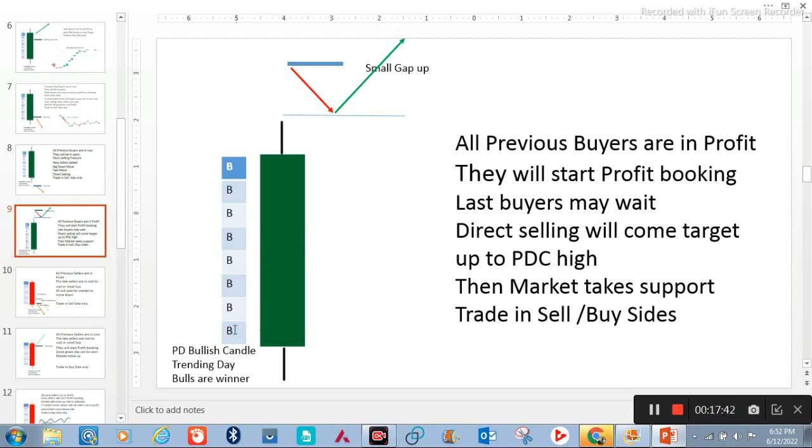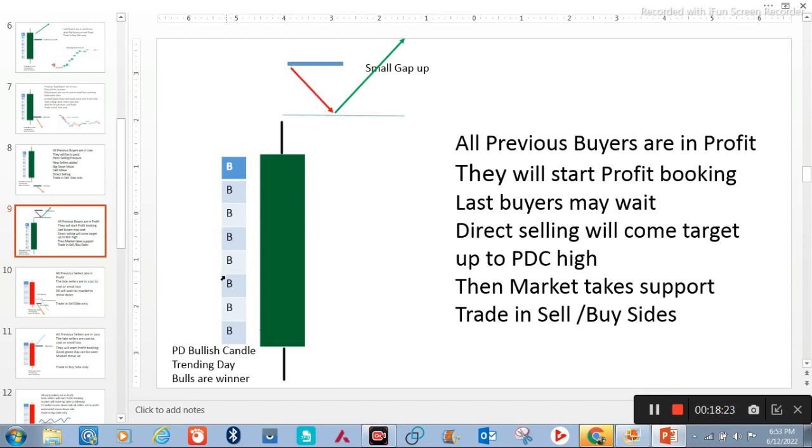The early buyer and the late buyer are also in profit. All previous buyers are in profit. They will start profit booking. Definitely, since he is in profit, he wants to book the profit. When he has bought and wants to book the profit, what does he have to do? He has to sell. So the market will come down.